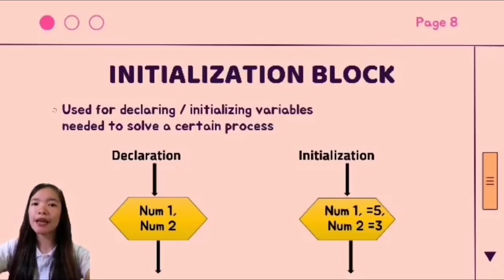So, this is the example of declaration. If you're going to observe, meron tayong num1 and num2. Wala silang values. So, sinasabi mong kailangan mo yan later doon sa process ng algorithm mo. Then, next is initialization. So, dito sa initialization, meron na siyang value. Sinasabi mo na ang kailangan mo sa num1 is 5. Sa num2 naman is 3. So, that's the difference between the two.